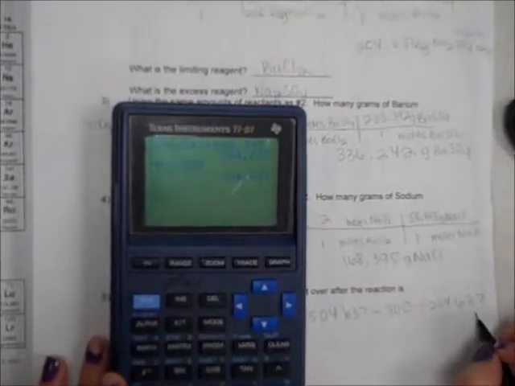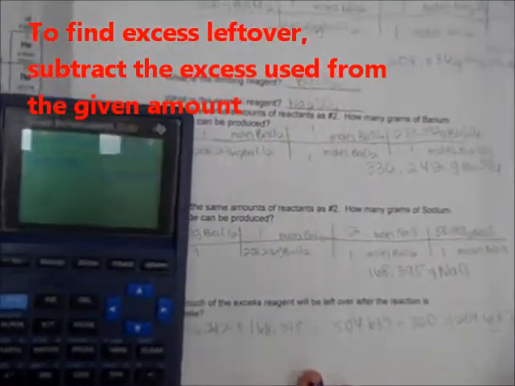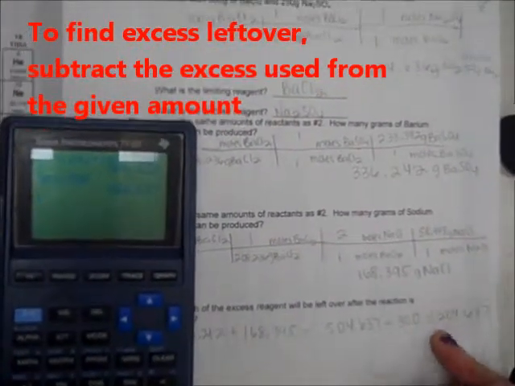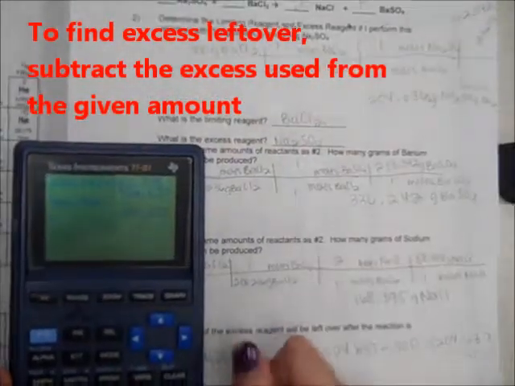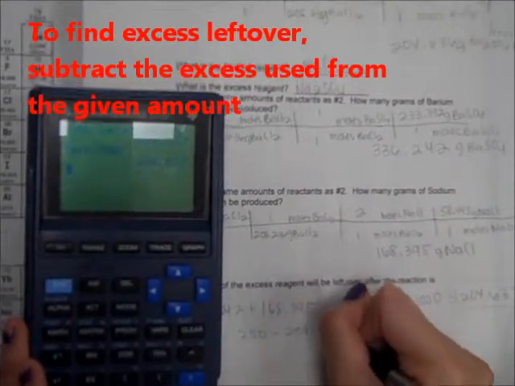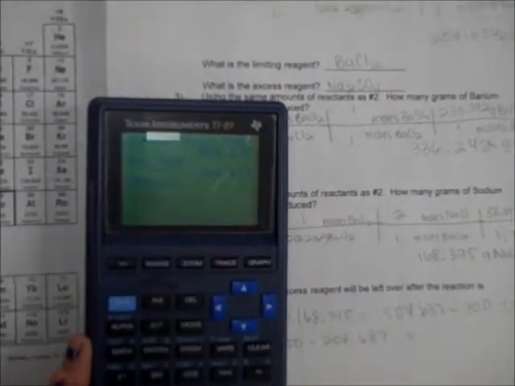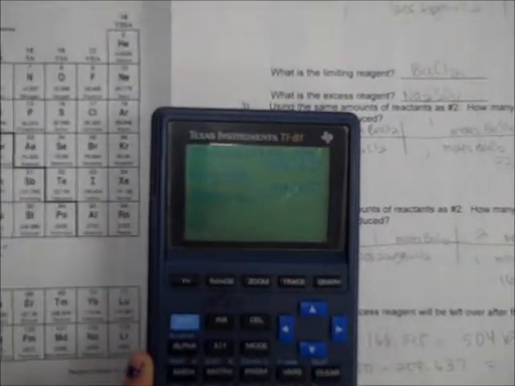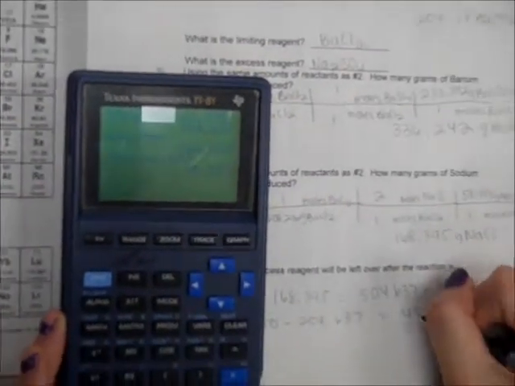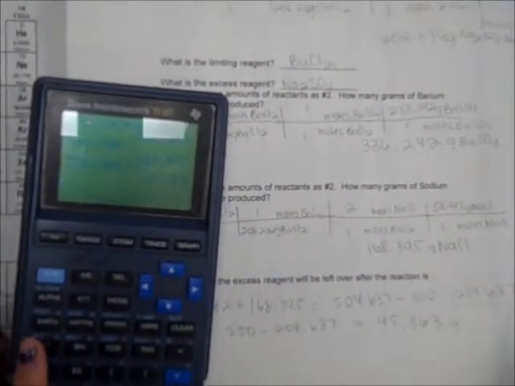To find your excess left over, you have to subtract that from the excess you have, which is 250. So 250 minus 204.637 gives you 45.363 grams of Na2SO4.